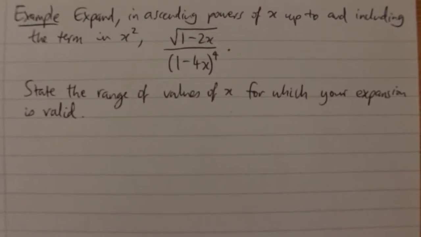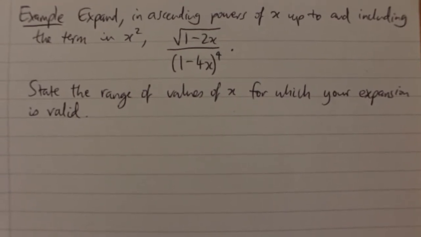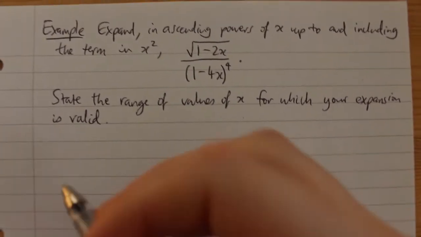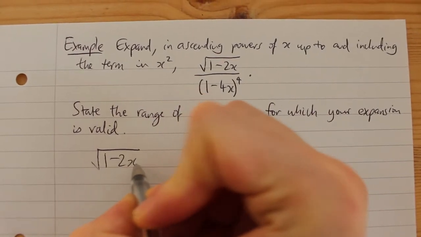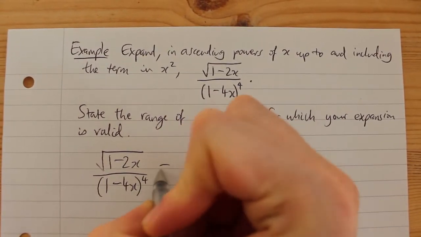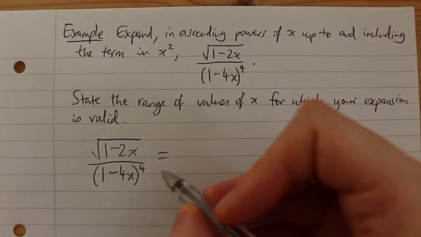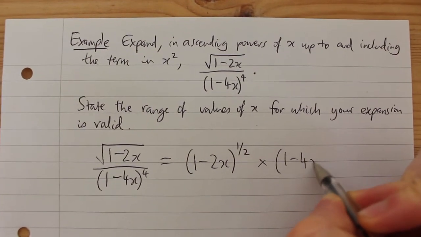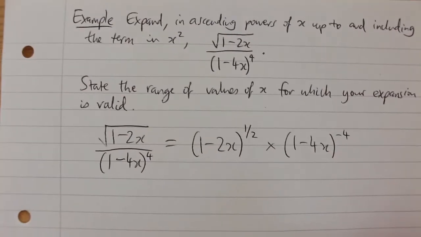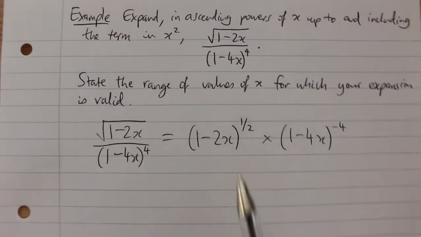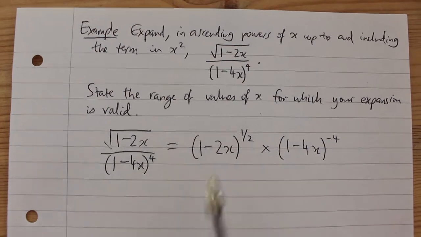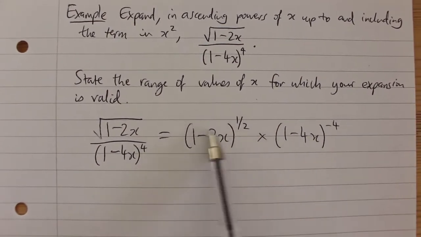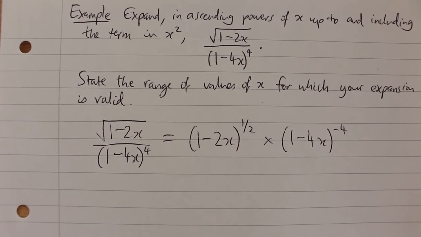In this example, we want to expand the square root of 1 minus 2x over 1 minus 4x all to the power 4. So we can use the fact that the root of 1 minus 2x over 1 minus 4x to the power 4 we can write as 1 minus 2x to the power half times 1 minus 4x to the power minus 4. So if you have a product or a quotient, you need to somehow write it as the product of two things you can use the binomial theorem to expand. And then notice that both of these functions we expanded in the previous examples.